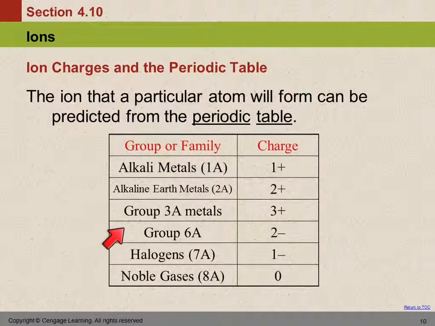And then in the nonmetals, group 6A doesn't have a name, like 3A doesn't have a name. But group 6A is -2. The halogens are in group 7A, -1. And the noble gases, what do we say about the noble gases? They don't form compounds very much. They don't form ions either, and so their charge is always going to be 0.